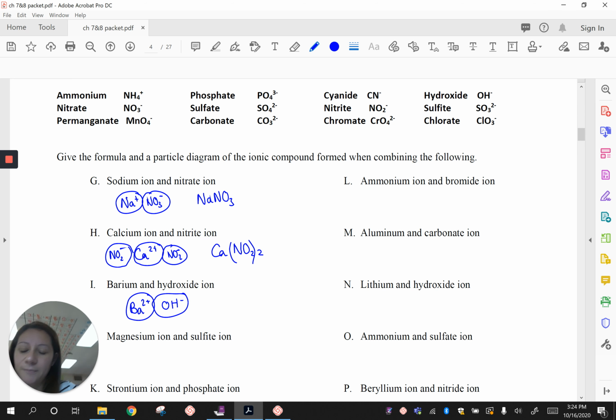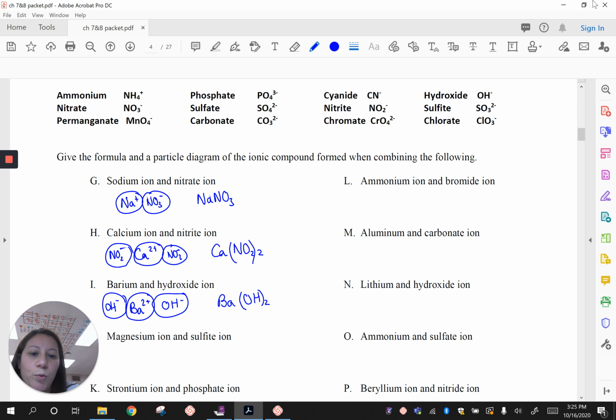Is this neutral? No, it's not. I have +2 and a -1, so I need 1 more of the negative ion, another hydroxide. Now it's neutral, 2 pluses, 2 minuses. So I write Ba, I just need one of those, and then OH. And again, if I put a 2 there, that looks like I have 1 oxygen and 2 hydrogens. That's not the case. I have 2 of my hydroxides, so I put parentheses around my OH because I'm doubling the whole thing.